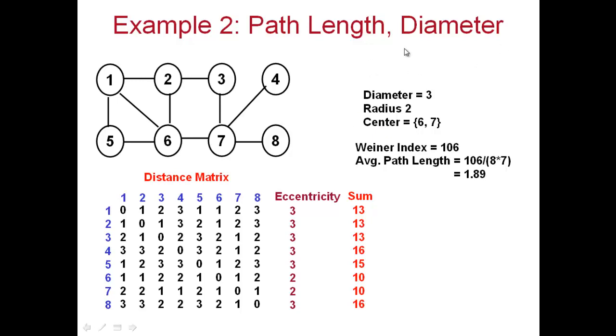The diameter of a graph is the maximum of the eccentricity values, so that is 3. And the radius of a graph is the minimum of the eccentricity values, which is 2. Now the diameter is a very important metric because it gives you an idea of the maximum path length for a shortest path between any two vertices. So it's very important that we keep the diameter at an optimum level.